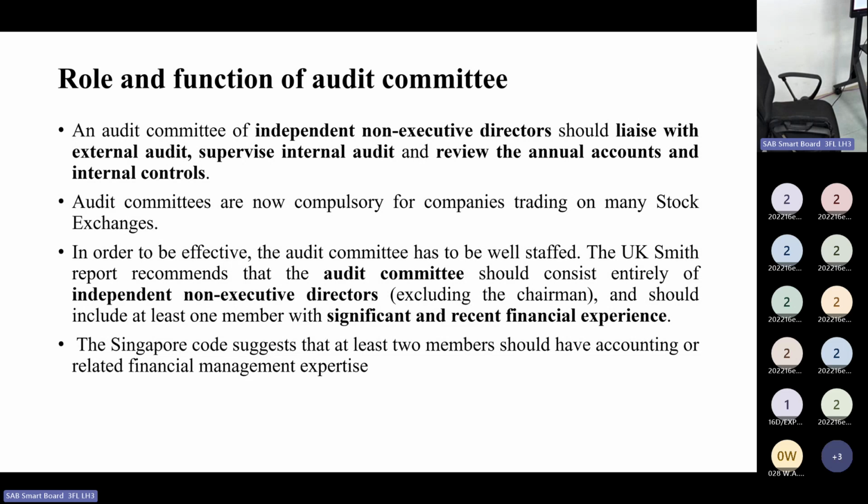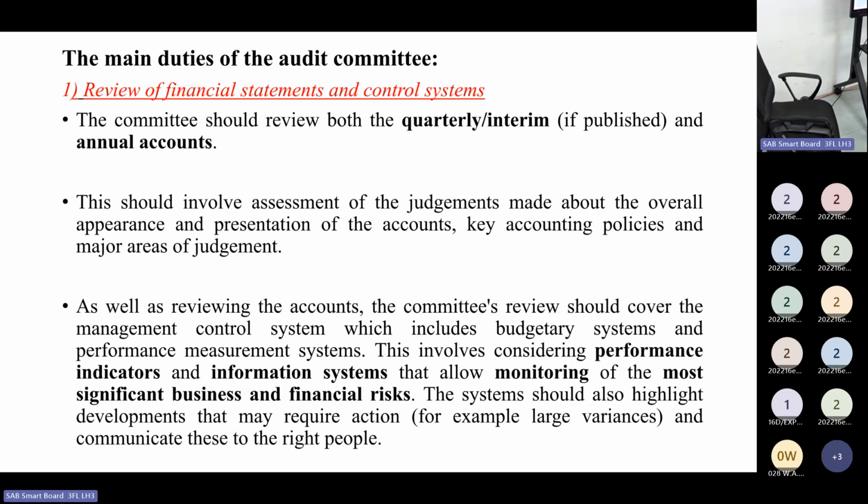The Singapore Code suggests that at least two members should have accounting or related financial management expertise. So when you are suggesting people for the audit committee, they need to have a strong background coming from finance and accounting. Okay, so we'll take their tasks one by one. So this is the first one. The main duties of the audit committee.